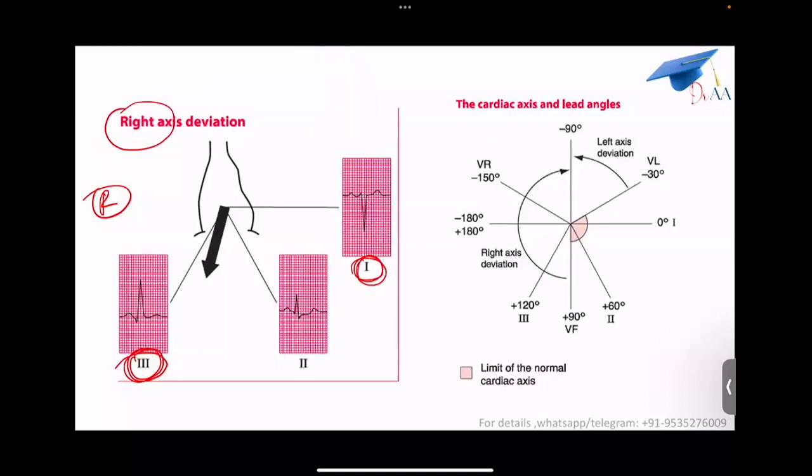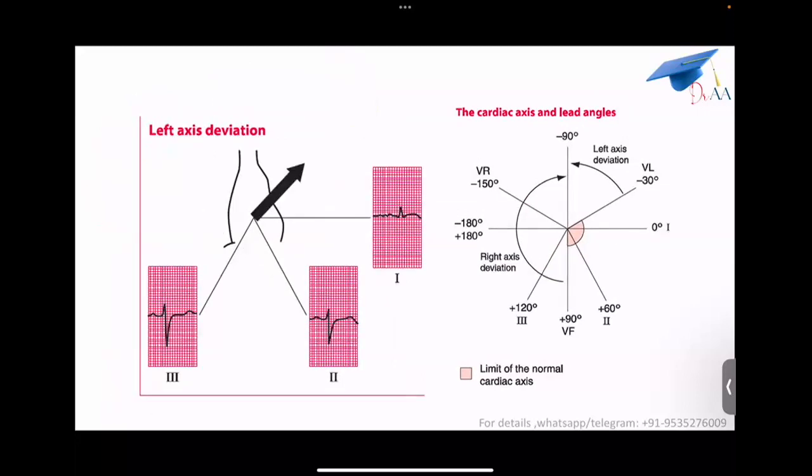If it's moving away from lead 1 towards lead 3, that happens in right axis deviation, then lead 1 becomes negative. A negative lead 1 and a positive lead 3 is how you find out right axis deviation. What about left axis deviation?